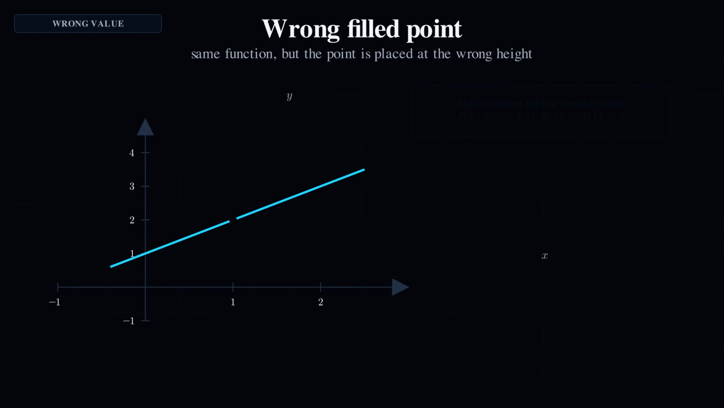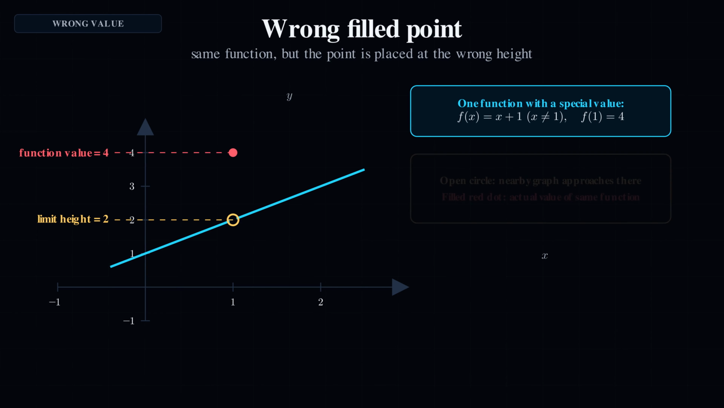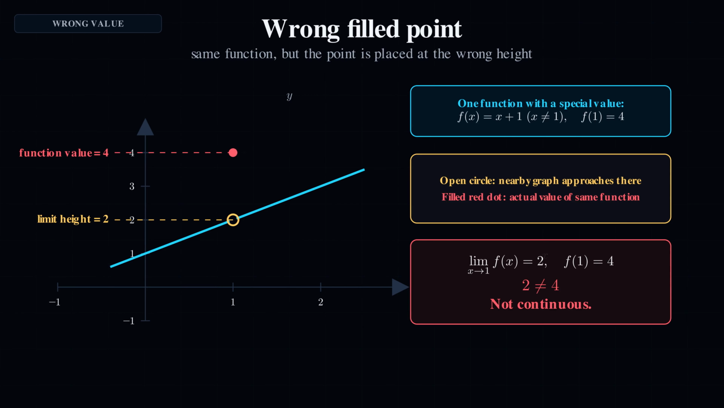This example is still one function. For every input except 1, the graph follows the rule x plus 1. But at input 1, the function is specially defined to have value 4. The open circle shows the height the nearby graph is approaching. That height is 2. The filled red dot is not random. It is the actual value of the same function at x equals 1. So the limit exists and equals 2. The function value also exists, but it equals 4. Because 2 is not equal to 4, the function is not continuous at that point.